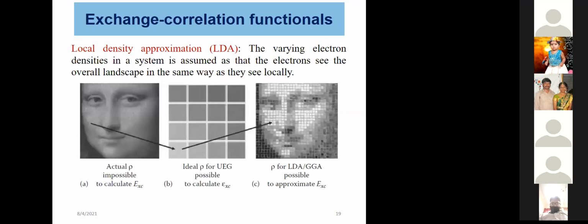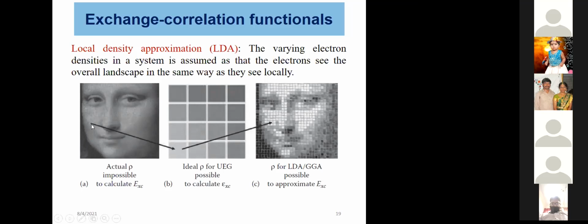One approximation to estimate this exchange correlation functional is the local density approximation, where we treat the electron density locally and we assume that this electron density is constant all over the system. If we understand this local density approximation in a pictorial manner, we have a picture of Mona Lisa here on the left-hand side. It's a black and white picture. We can see the shades in the picture. We can have a darker shade, a lighter shade, and all kinds of complexion.